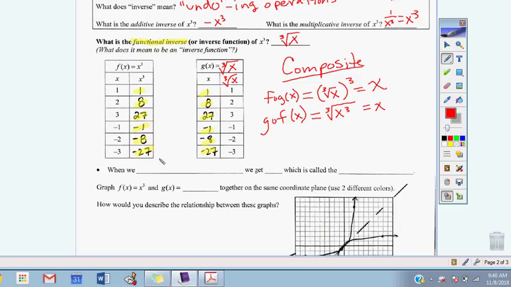So to fill this in down below, when we compose inverse functions, I definitely can't write on that line on here, but all that's supposed to fit on that little line segment right there. When we compose inverse functions, when we have functions that are actually inverses of each other and we compose them, we will get x. And that is called the identity function.